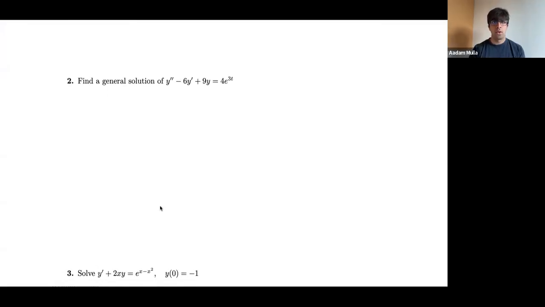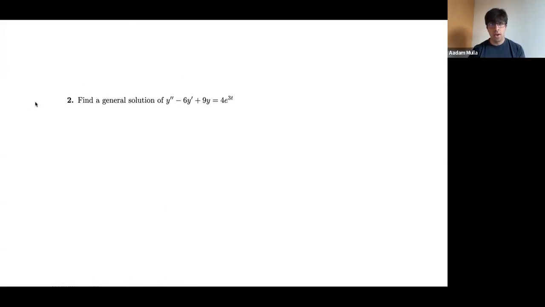Okay, let's do this quickly. So find a general solution. Here we have a non-homogeneous second order constant coefficient differential equation. So first step is going to be find yc, then we're going to find yp. So yc, let's do that real quick. This is going to turn into r squared minus 6r plus 9 equals 0.